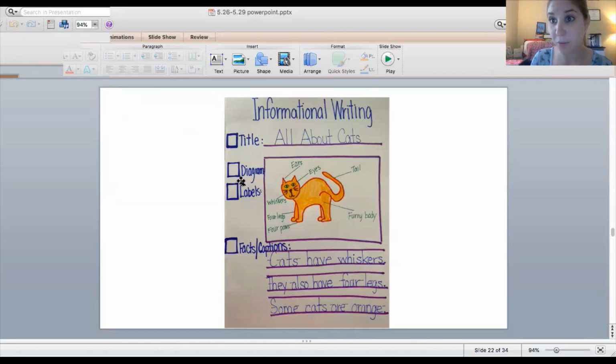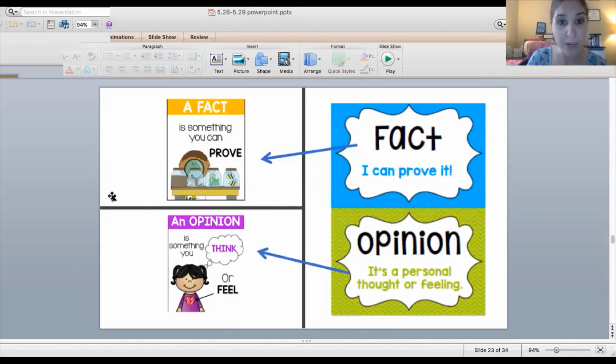Then our informational writing piece will have a diagram or a picture. So we'll draw a picture of our topic. This one is about a cat, so there's a diagram of a cat. Then we add labels to show the different parts. And then we add facts or captions to share with our readers some different things that are unique about that creature. Now remember, a fact is something that you can prove.